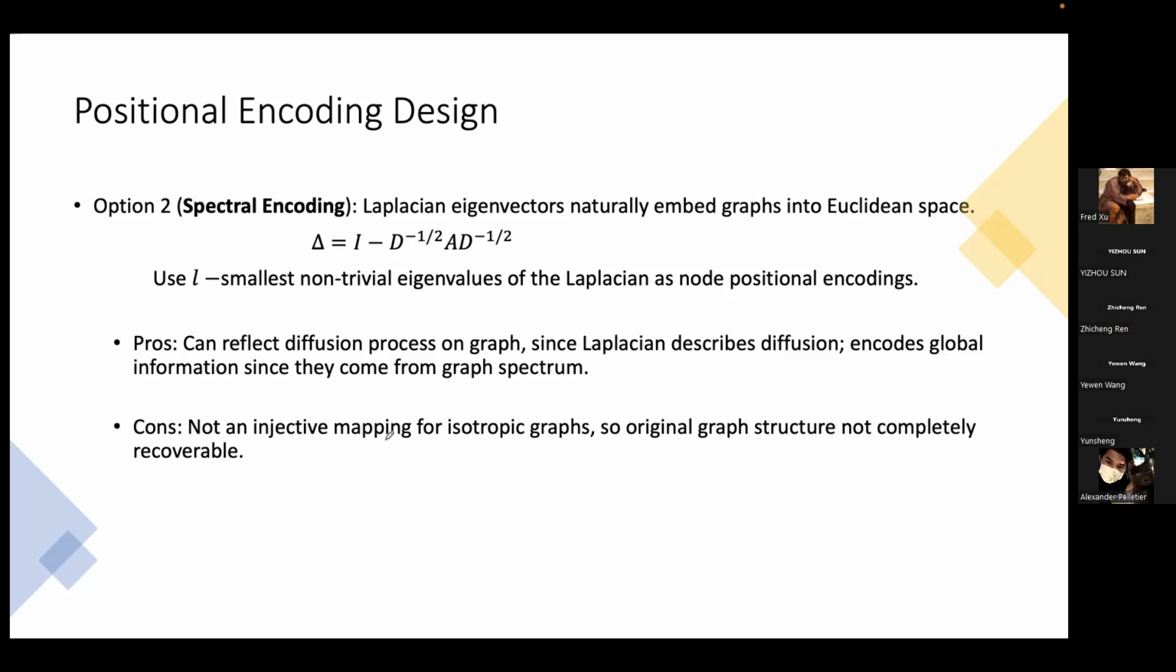You can't really recover the original graph if your original graphs are isotropic. That's just a jargon term. They also say that this is not really an issue, because you can't really find a lot of isotropic graphs. So they used these spectral encodings for the molecule graphs.